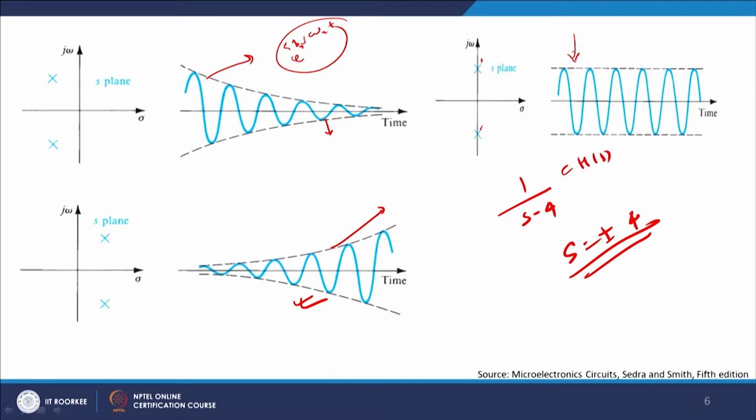So the job of a designer when designing an oscillator, or an amplifier, is that you try to keep your poles exactly on the j omega axis. That makes a sustainable growth in terms of peak to peak voltage.